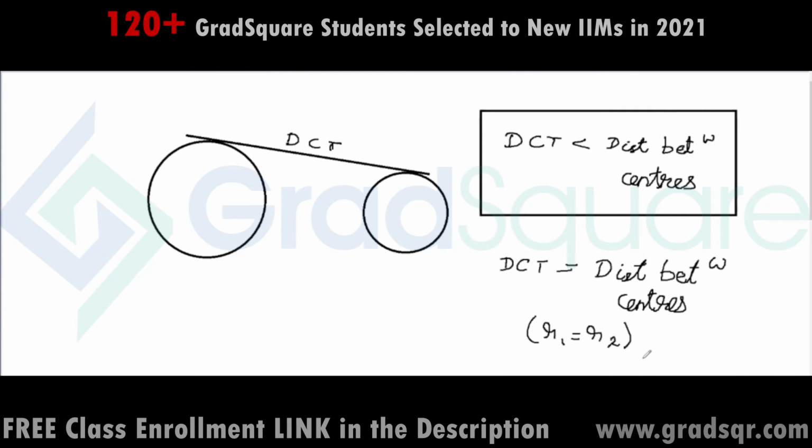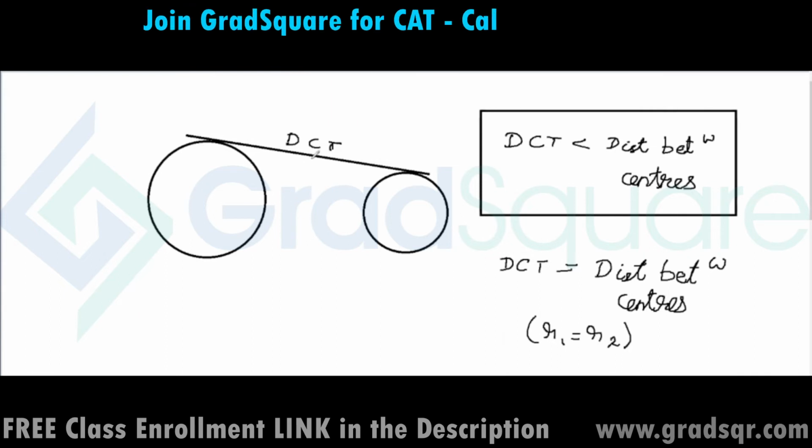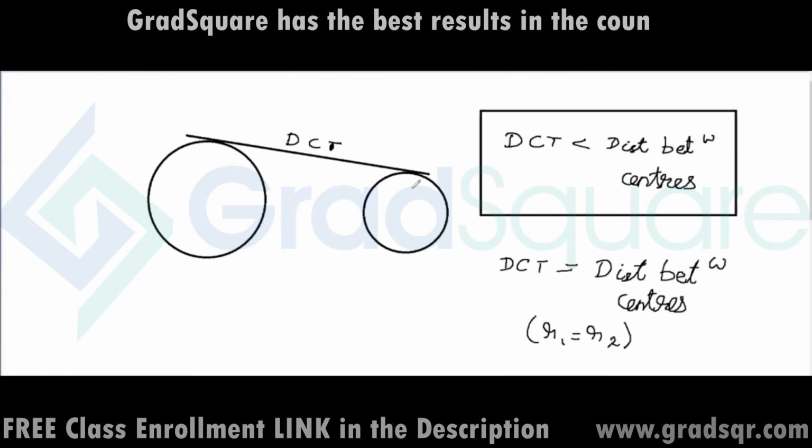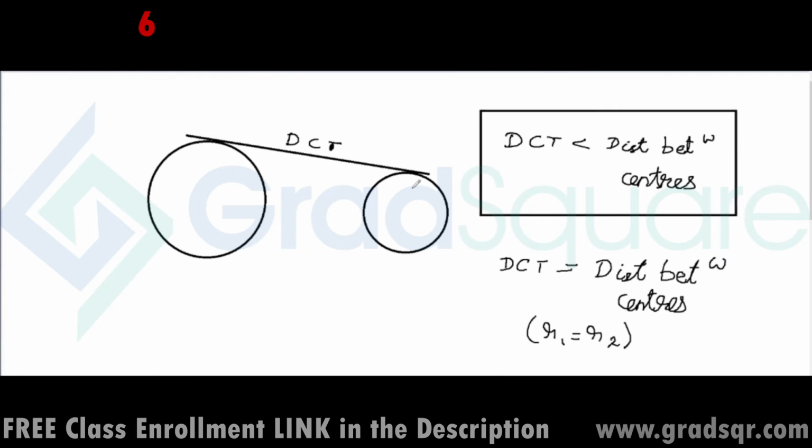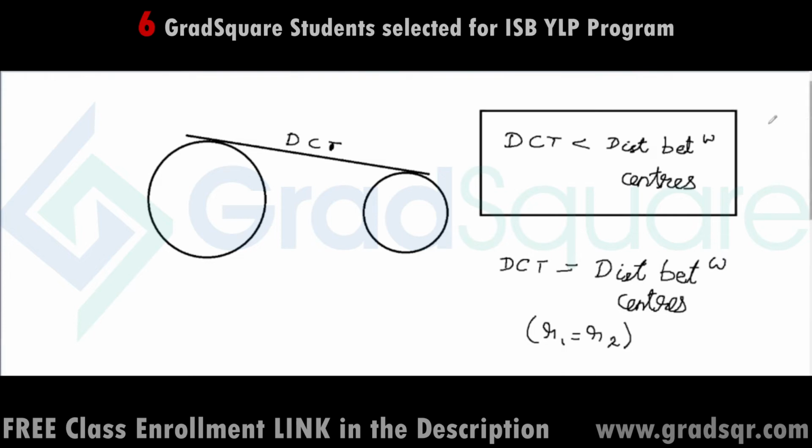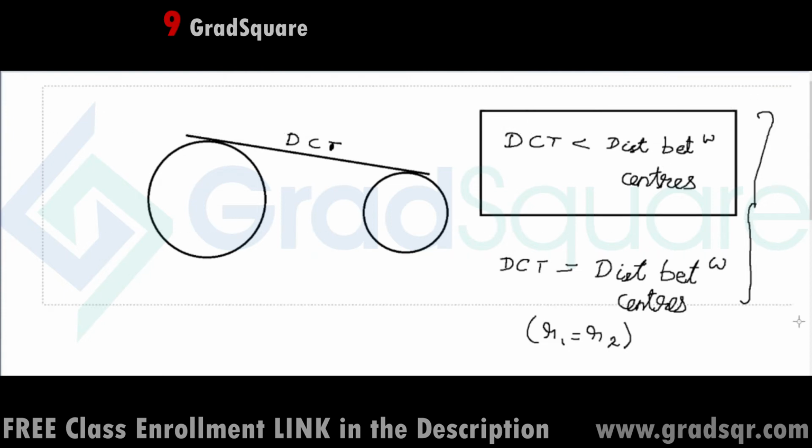In every other case, the length of the DCT will always be less than the distance between the centers of the two circles. It doesn't matter what nature those two circles are, whether they are touching each other, not touching each other, or cutting each other at 2 points. These will always hold true. So that is the basics of circles.